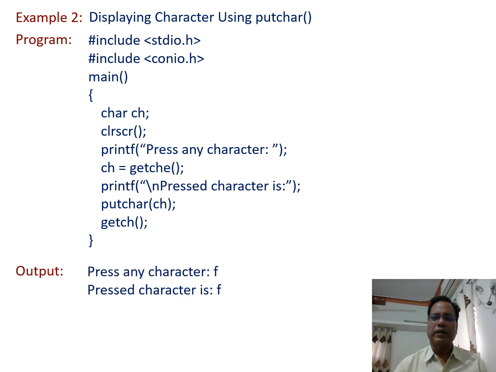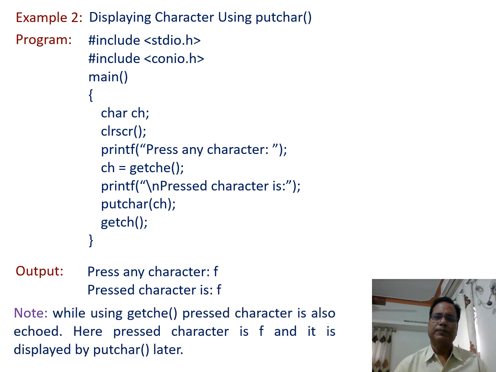Whenever this program is run, we get output like this: "Press any character". When we press F, that is stored in the character variable ch by the function getche, and then using the printf function, that character is printed on the output screen. So while using getche, the pressed character is also echoed. We have already discussed the getch function, where the pressed key is not echoed on the screen.